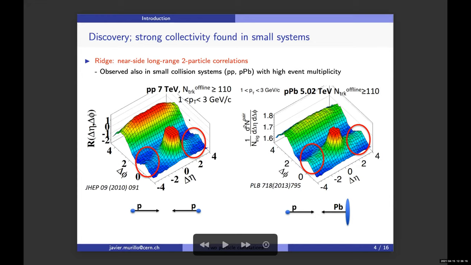So in this case, for proton-lead, this is the same threshold for track multiplicity. And we precisely measure these coefficients by projecting the correlation distribution into the long range that goes over delta eta 2. So it averages all this region, and it also adds up the contribution from the opposite side.